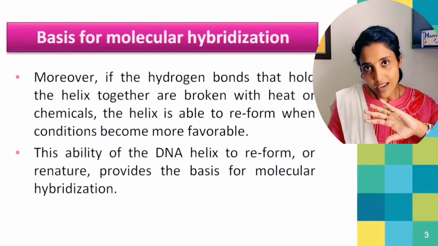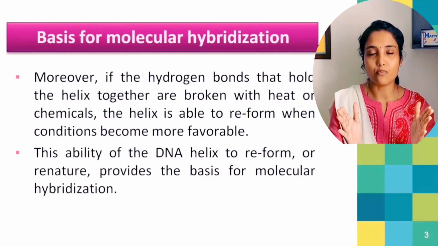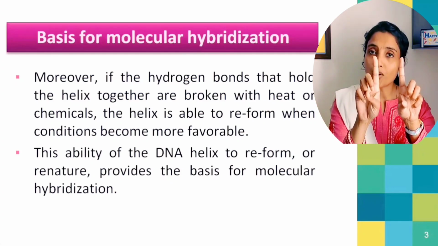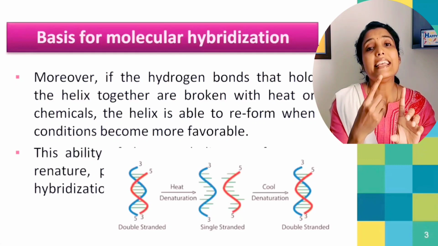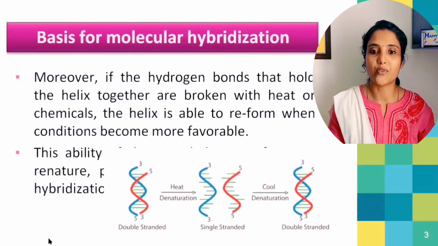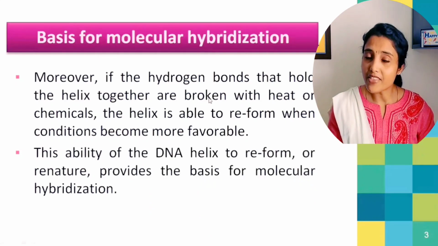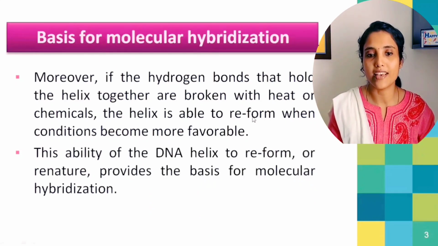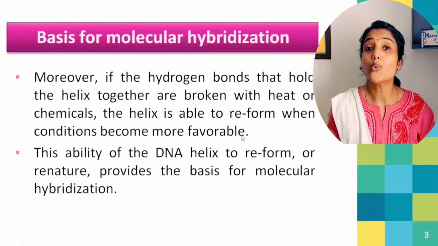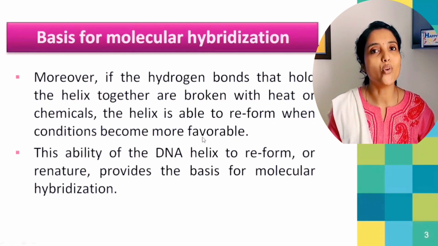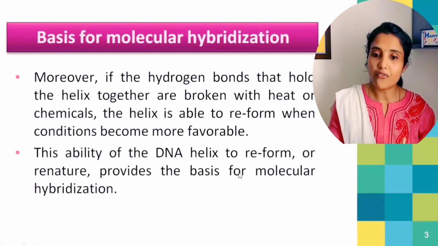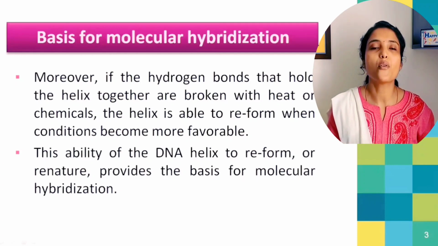Whenever a hydrogen bond between these bases is broken, so if you have two strands of DNA and the hydrogen bonds are broken, it is very easy for the repair to happen, that is, the reformation of that hydrogen bond. So that is what is being told over here: if the hydrogen bonds that hold the helix together are broken with heat or chemicals, the helix is able to reform when conditions become more favorable. This ability of the DNA helix to reform, or renature, provides the basis for molecular hybridization.